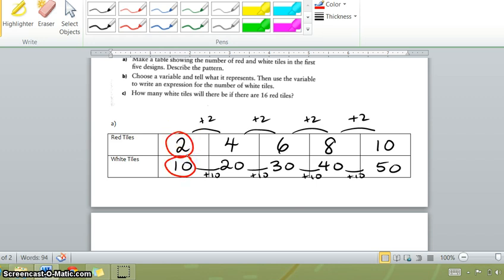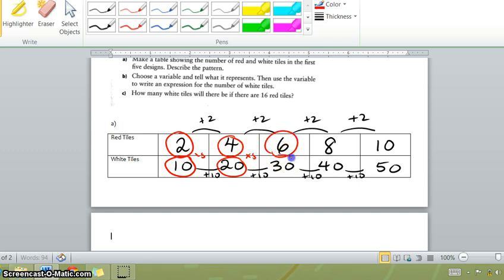Okay, so think to yourself, what do you do to get from 2 to 10? What mathematical operation are you using? So from 2 to 10, 2 times 5 is 10. To get from 4 to 20, what mathematical operation are you using? 4 times 5 is 20, right?